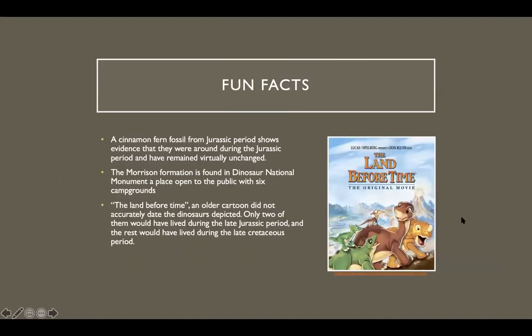So, fun facts. A cinnamon fern fossil from the Jurassic period shows evidence that they were around during the Jurassic period and have remained virtually unchanged. And this is because they have the fossil from the Jurassic period of the cinnamon fern, and since we have them today, they were able to compare them. And what they saw was they haven't really evolved much. They're pretty much the same and they're still doing good.